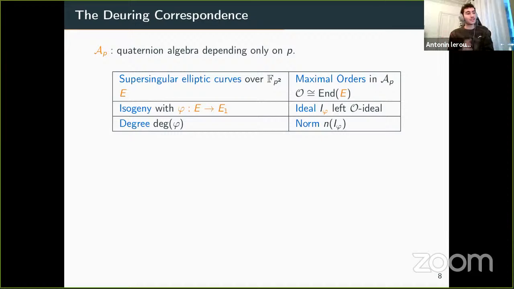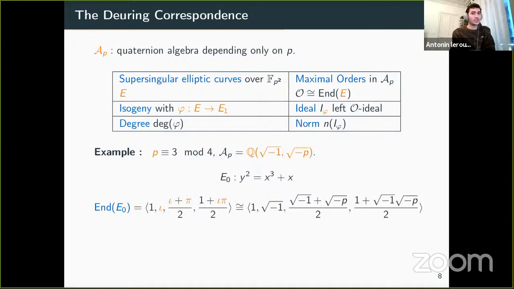And rather than definitions, let me give you an example. I think it will help understand better. So let's take a prime p which is equal to 3 mod 4. Then the quaternion algebra B_p is the four-dimensional non-commutative vector space generated by the square root of -1 and the square root of -p.